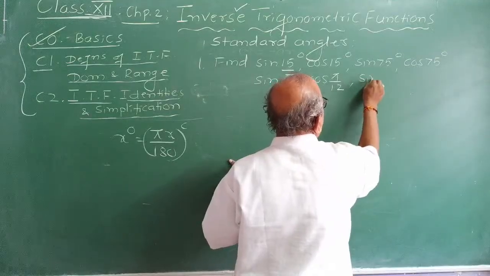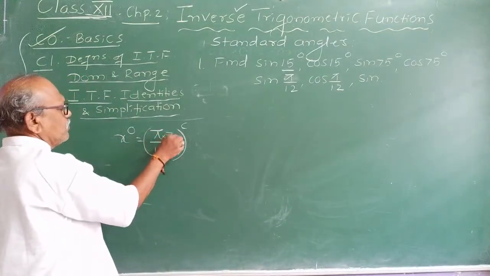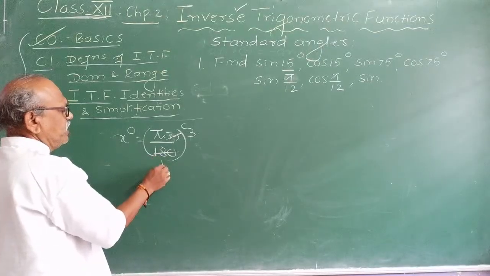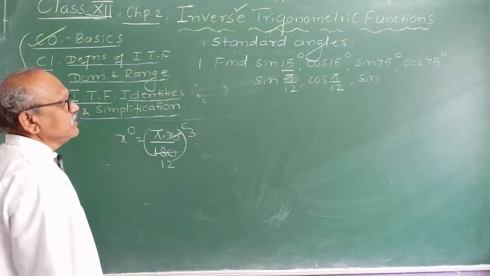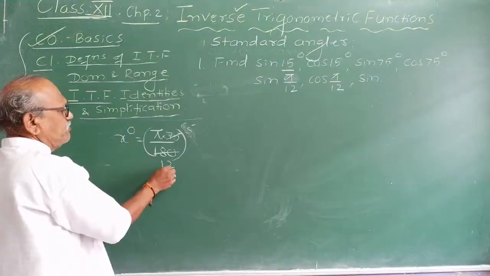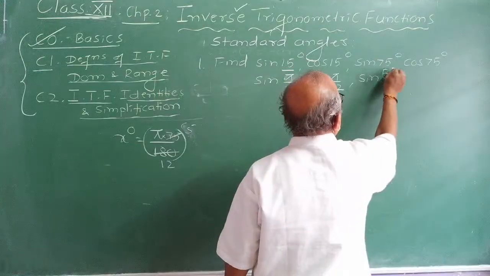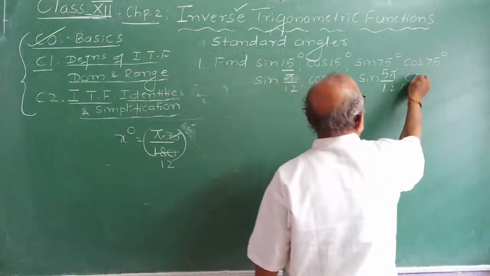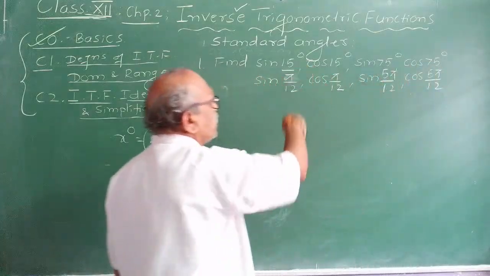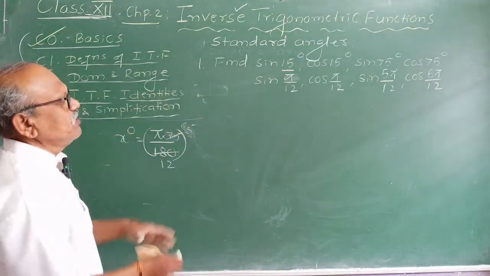Sin 75 degree. 15 fives are 75. You will get 5 pi by 12. Even cos 5 pi by 12. Simultaneously remember both degree measure as well as radian measure. You fix them in your mind.